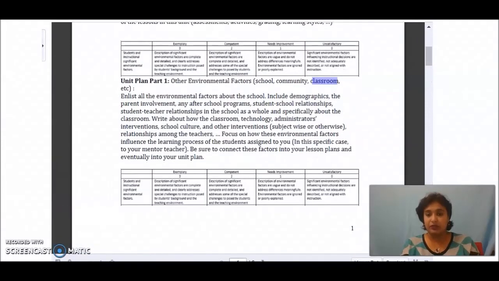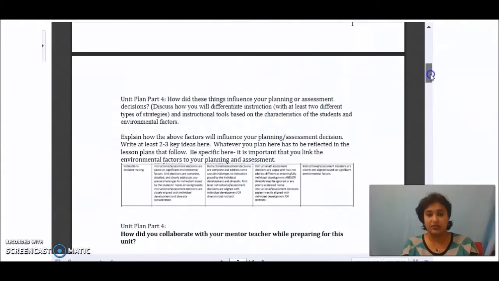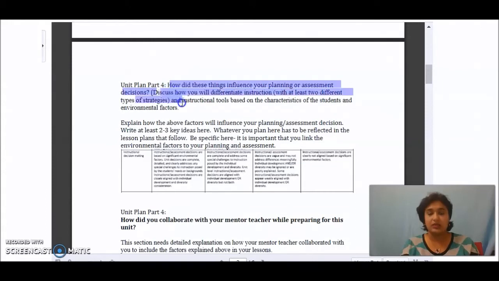So the next part is, you have these two questions, and then the next part that you have is: how did these influence your planning or assessment? This is a very important part. You are going to write at least 2 to 3 key ideas here because of what you have written in students and in environmental factors. That is what it is. You have to be specific here. You have to link it to the environmental factors and to the students. This one actually has its own row in the total unit plan rubric, so you want to pay attention to what it says.